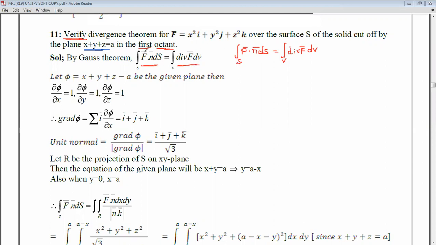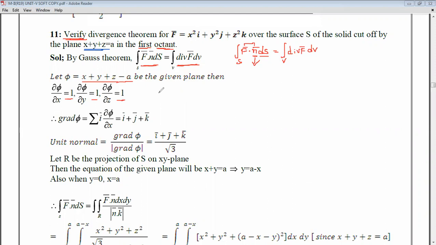So first, f bar dot n bar ds is a surface integral problem you need to calculate. For the surface integral, first you need to calculate the unit normal vector n bar, and after getting n bar, you need to apply the dot product between these two. Next we have to take the projection of the surface, and then get the entire integral by applying integration. So first I'm giving the name phi equal to x plus y plus z minus a, the given plane. We need to find dou phi by dou x, which is 1, dou phi by dou y is 1, and dou phi by dou z is 1.